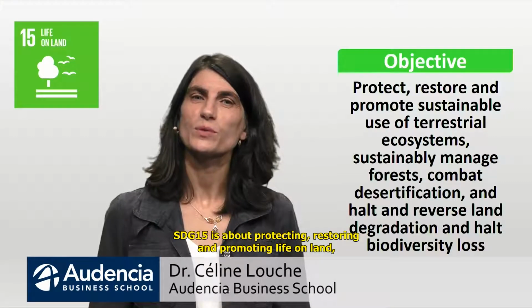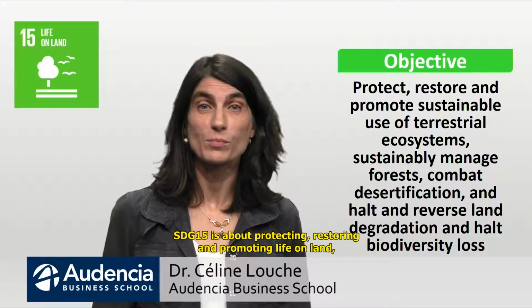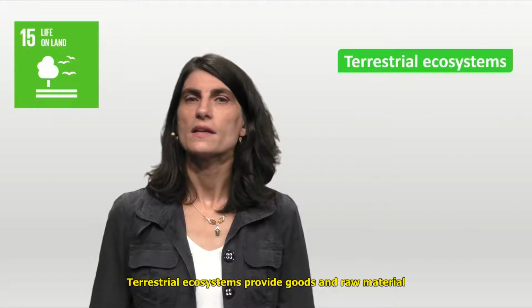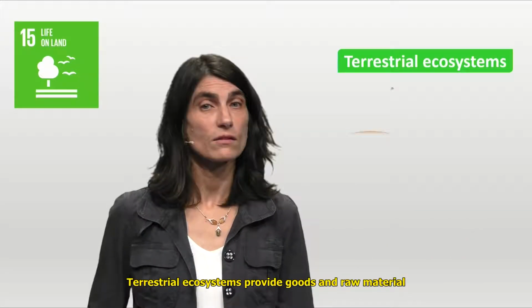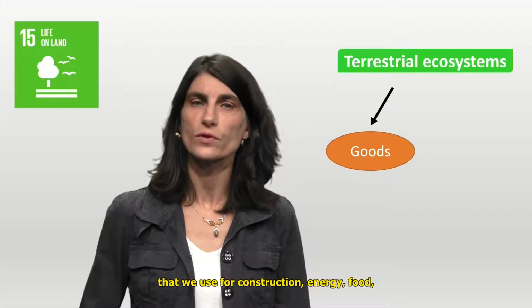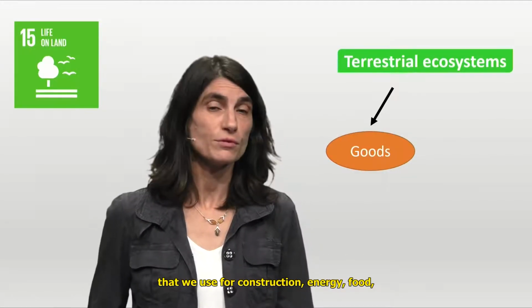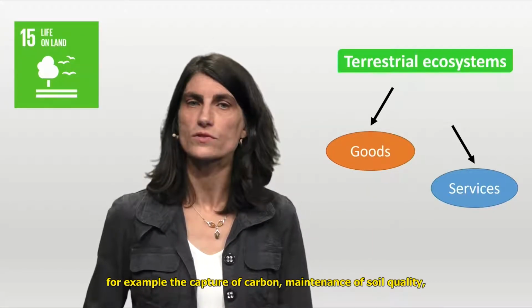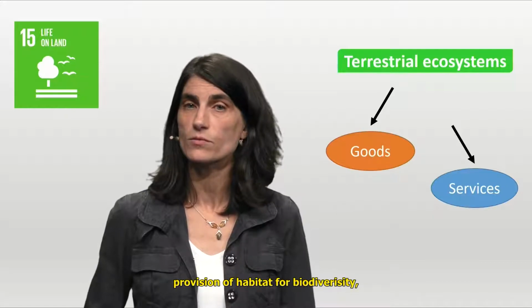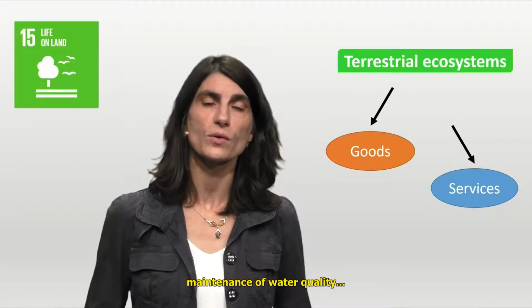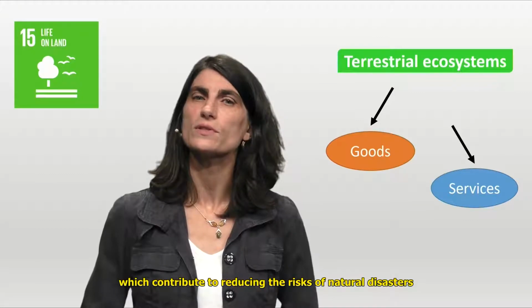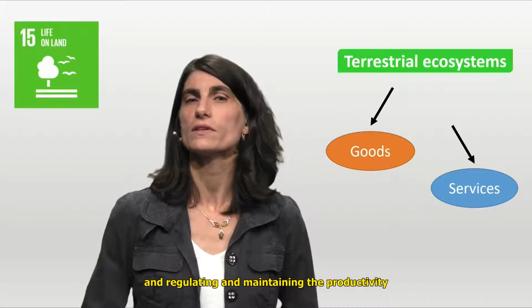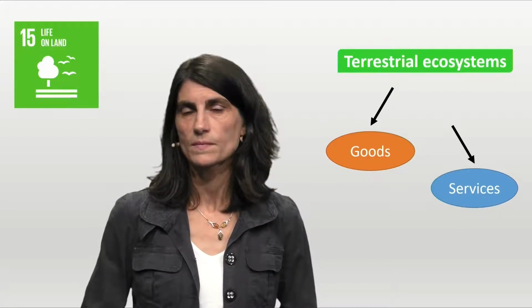SDG 15 is about protecting, restoring, and promoting life on land. That means all terrestrial ecosystems. Terrestrial ecosystems provide goods and raw material that we use for construction, energy, food, but also services. For example, the capture of carbon, maintenance of soil quality, provision of habitats for biodiversity, maintenance of water quality, which contribute to reducing the risks of natural disasters and regulating and maintaining the productivity of agricultural systems.